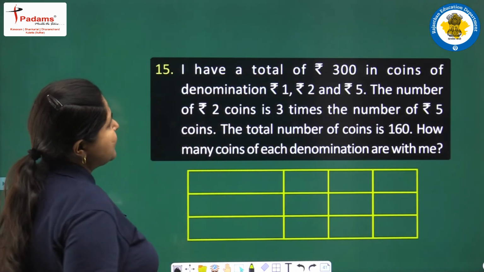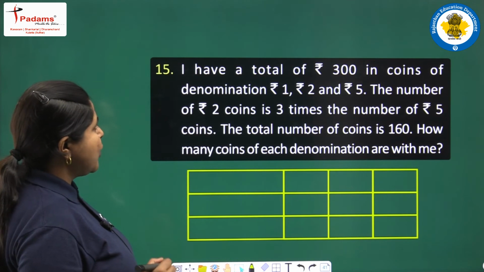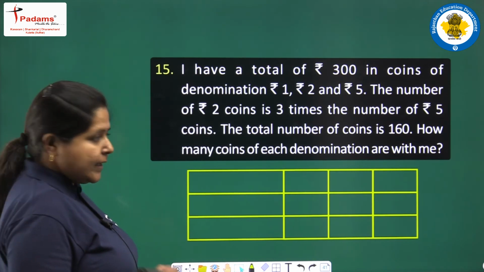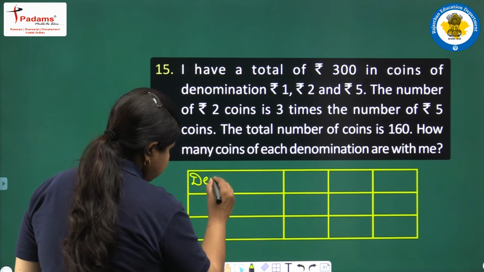I have a total of rupees 300 in coins of denomination rupees 1, 2 and 5. Again we write the denominations here.